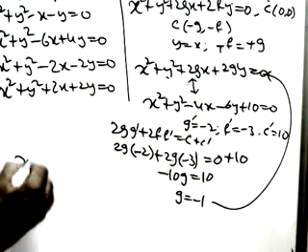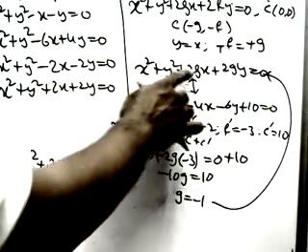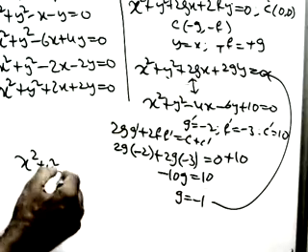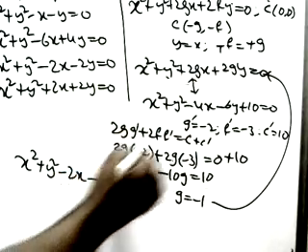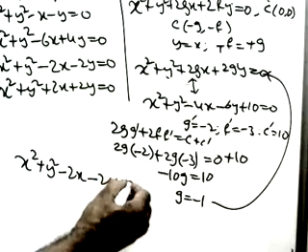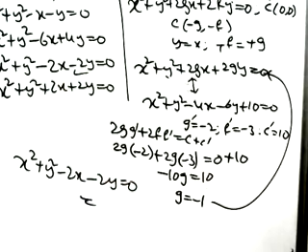Now let us substitute here g equals to minus 1. So you'll get x square plus y square, g is minus 1, plus 2 into minus 1, minus 2x minus 2y equals to 0. X square plus y square minus 2x minus 2y equals to 0.